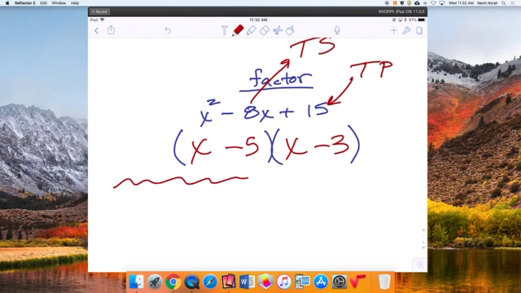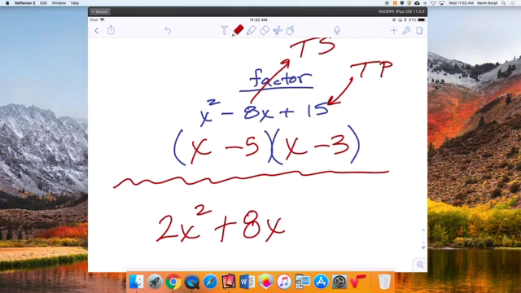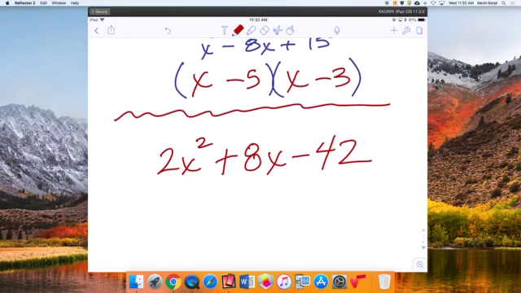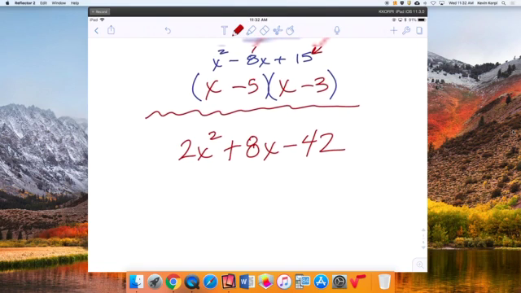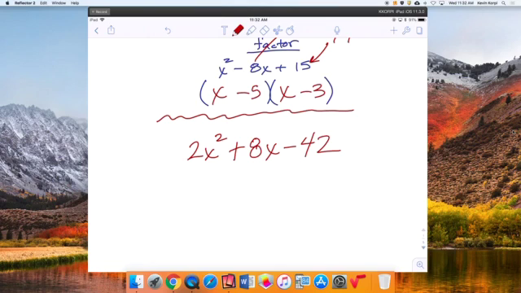Okay, let me give you one more here. Give me a chance to do this one here. How about 2x squared plus 8x minus 42. Go ahead and factor that one completely. I hope it works.